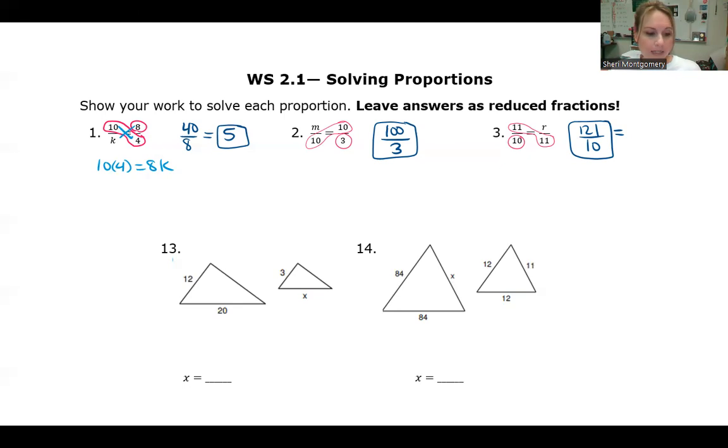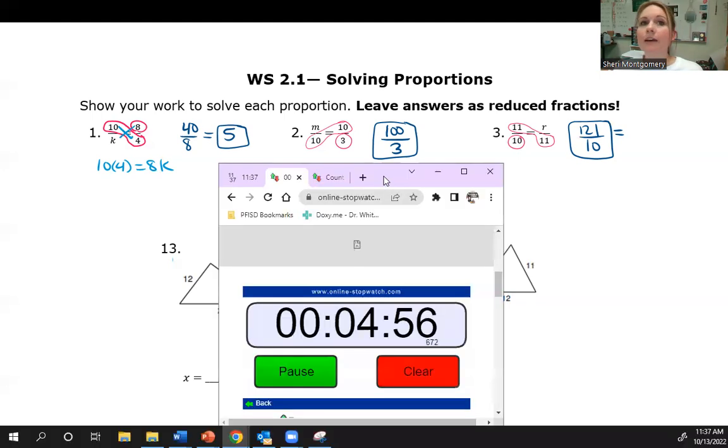Okay, I am going to set a timer and give you 5 minutes to do this section. Okay, 5 minutes for this section.